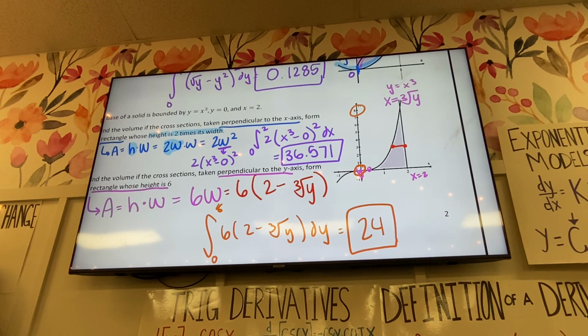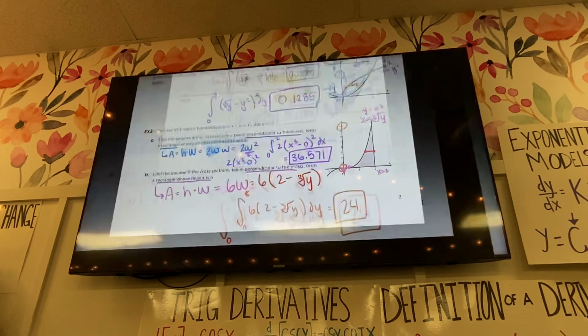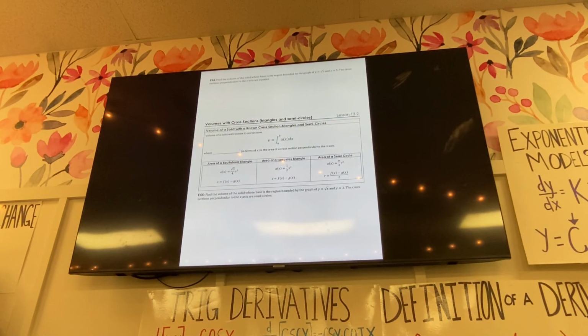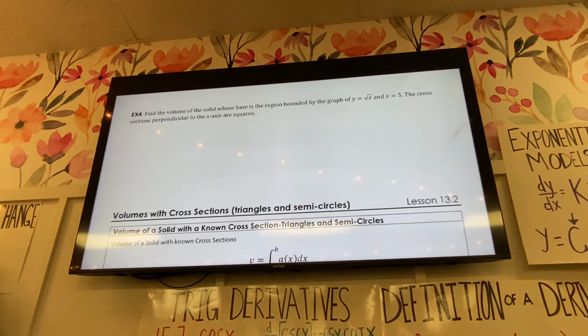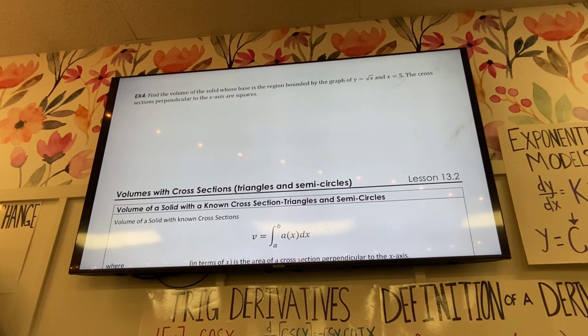Okay, how are we doing so far? Good? We only have one more. This is the one we're going to work out from start to finish. And if you notice, this one doesn't give you a graph. So example 4 says find the volume of the solid whose base is the region bounded by the graph of square root of x and x equals 5. The cross sections perpendicular to the x-axis are squares.